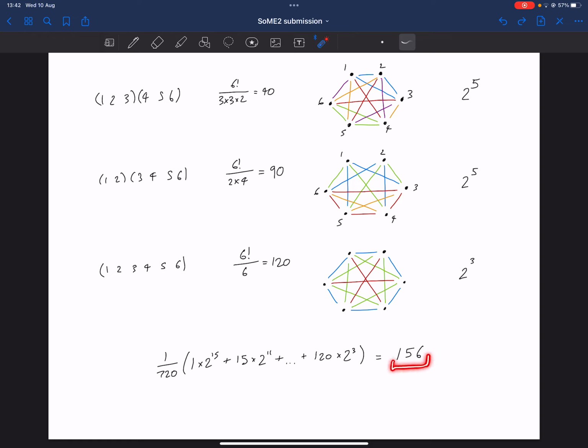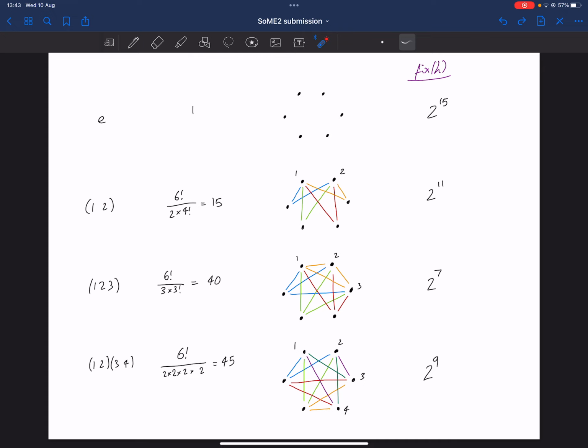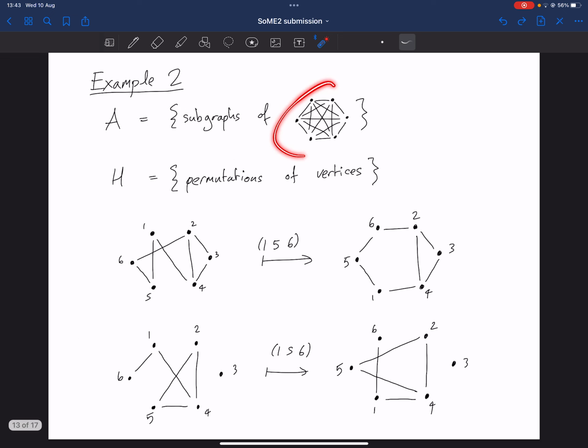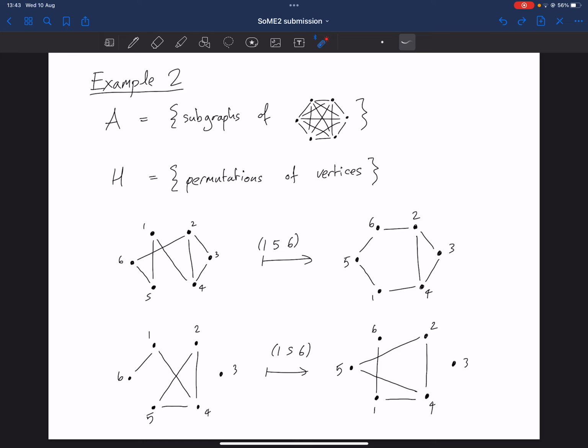And I believe that is the number of colorings of 6 vertices, the number of subgraphs of this complete graph on 6 vertices up to rearranging the vertices. And in fact, when we have 2 subgraphs that are related by one of these permutations of the vertices, they are isomorphic. That's exactly what a graph isomorphism is.